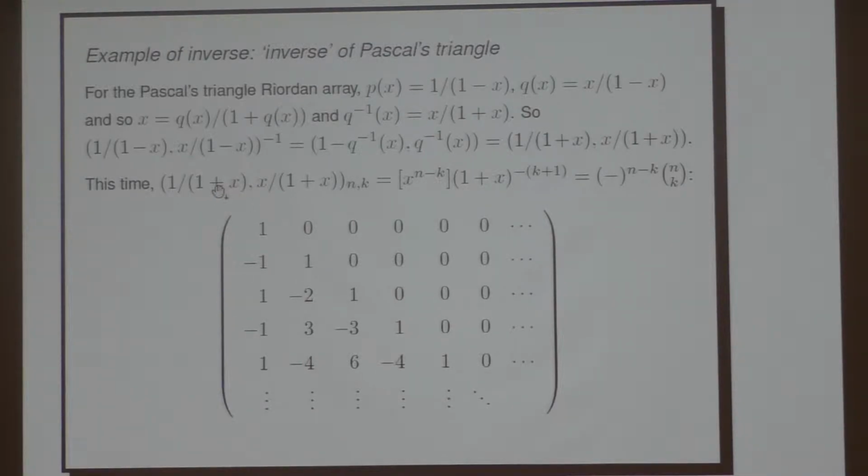We do the same thing as before. The only difference is now we've got plus signs instead of minus signs. If we do exactly the same calculation, we just end up with an extra minus 1 to the n minus k term, multiplying the binomial coefficients. So basically every other entry has a minus sign, and that's the inverse of Pascal's triangle.